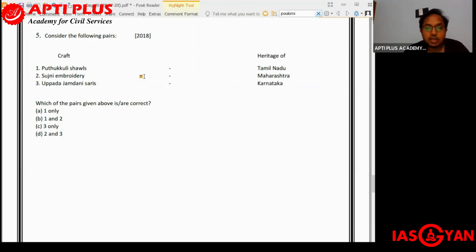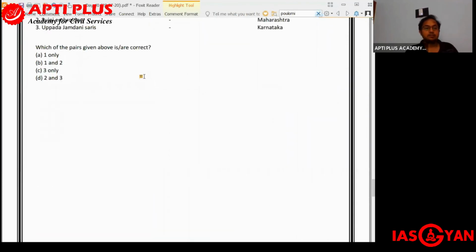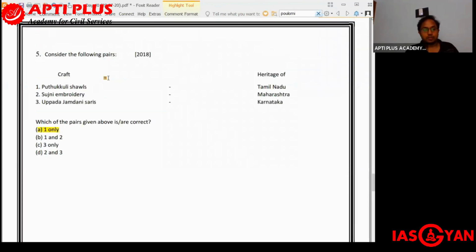Third is Upada Jamdani saris in Karnataka. And we have to select which is correct out of these. So for question number 5, the right answer is A, that is one only. Out of the given options, Puthukuli shawls ideally should be in Tamil Nadu. Sujni embroidery is not in Maharashtra, and similarly, Upada Jamdani saris are also not in Karnataka.